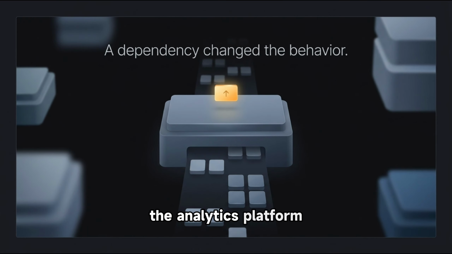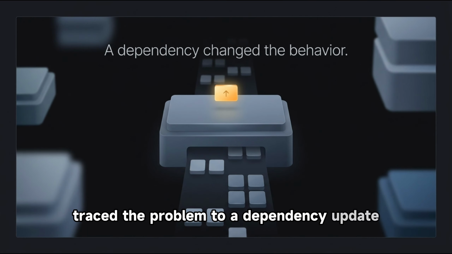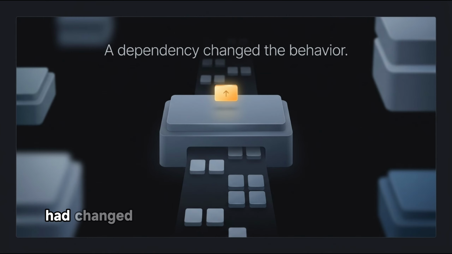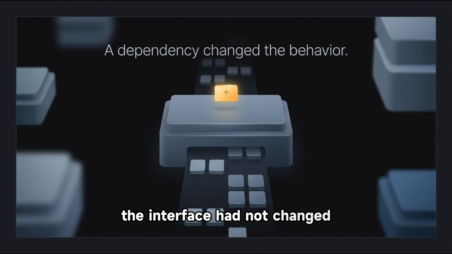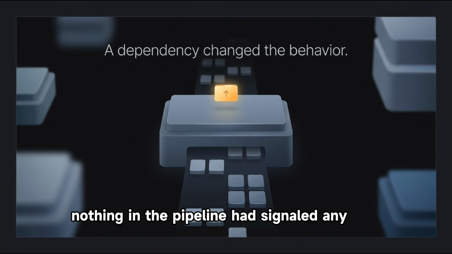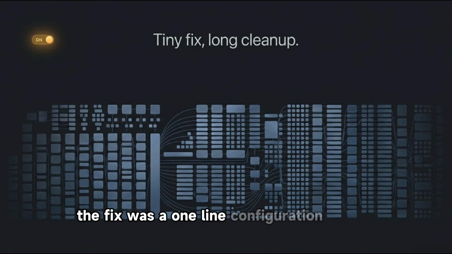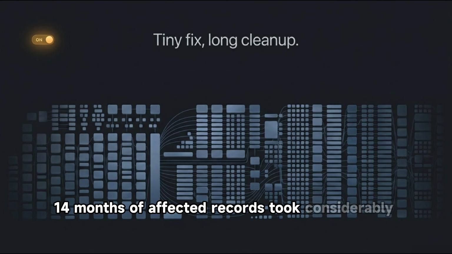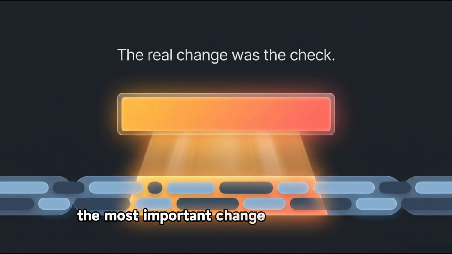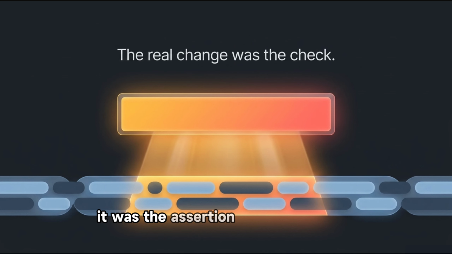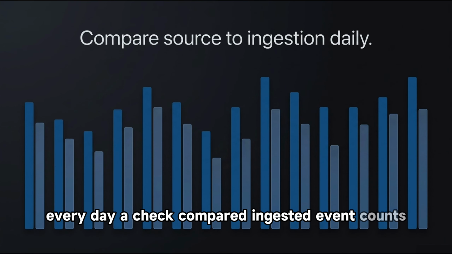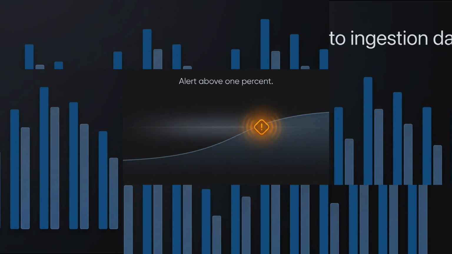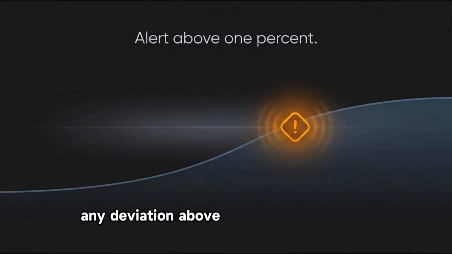The analytics platform traced the problem to a dependency update. The deduplication library had changed its default behavior in the new version. The interface had not changed. Nothing in the pipeline had signaled any of it. The fix was a one-line configuration update. Correcting 14 months of affected records took considerably longer. The most important change was not the fix. It was the assertion added afterward. Every day, a check compared ingested event counts against source event counts. Any deviation above 1% triggered an alert.